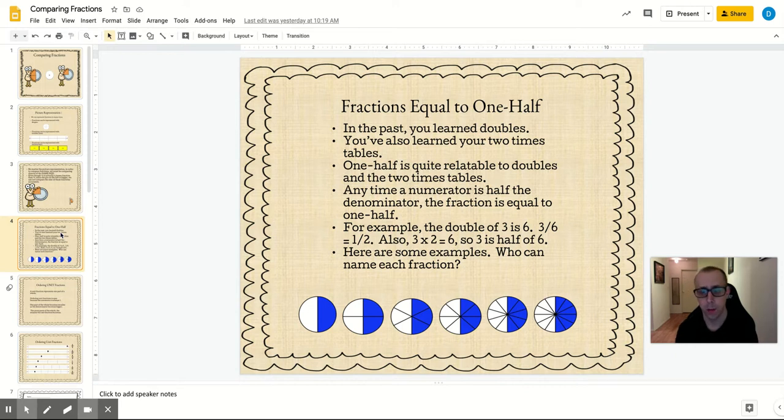Now, we discussed fractions equal to 1/2, okay? Think of your doubles, think of your 2 times tables. We have 1 out of 2. 1 plus 1 is 2, so 1/2 is 1/2. 2/4, 2 plus 2 is 4, so 2/4 is half. 3 is half of 6, 3/6, 4/8. This goes on, 5/10, 6/12, 7/14, 8/16. You could say 50/100ths. You could say 500/1,000ths. You could say 500,000/1,000,000ths. They're all equal to 1/2.